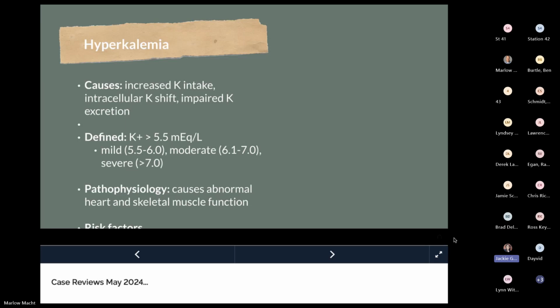Medications, succinylcholine being one major offender. Tumor lysis syndrome, a patient who has a known hematologic cancer that started chemo, and all of those cancer cells have started to die or lyse. So they release all the contents within the cells, which increases the chances for elevated potassium levels. And so, can you go next?